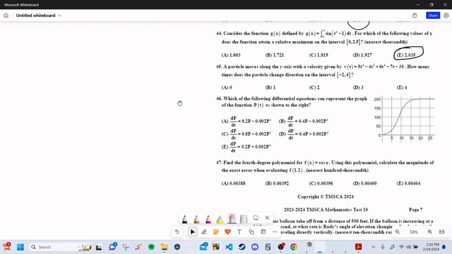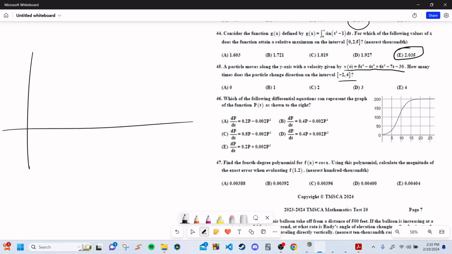Here's a quick one. For question 45, we have a particle that moves along the y-axis with this velocity defined by this equation. We want to know how many times the particle changes direction on this interval. So this is actually a really easy question to think about.